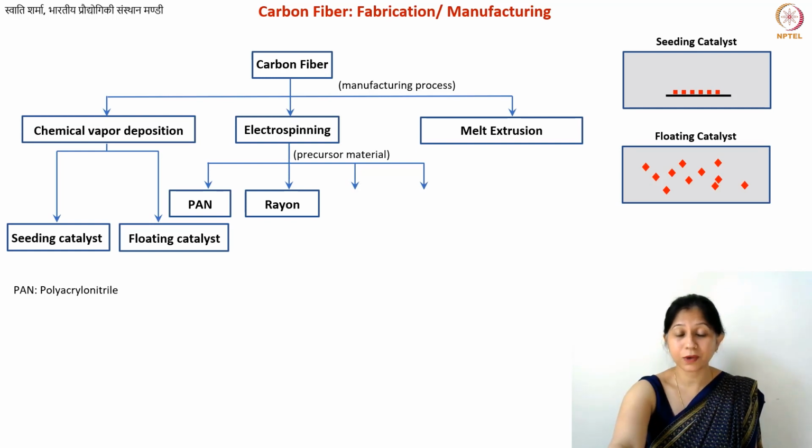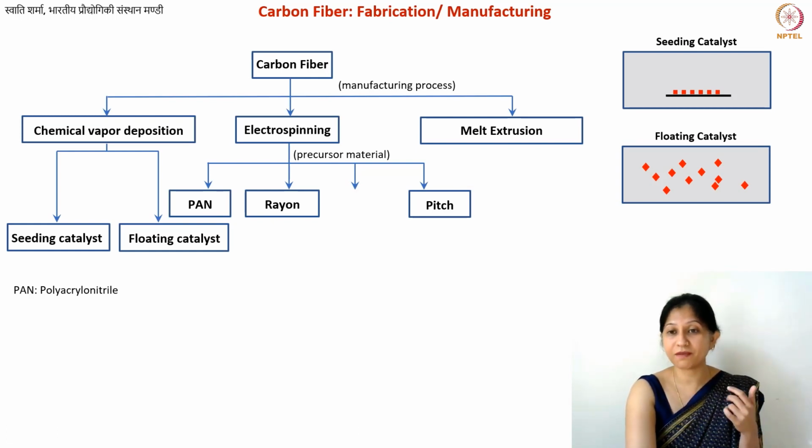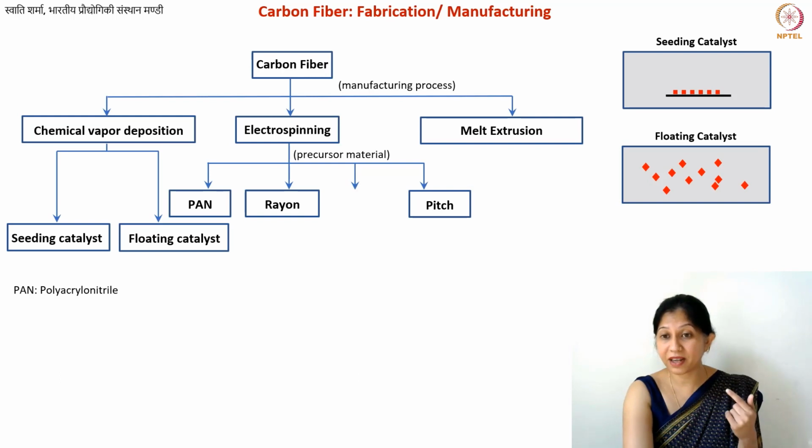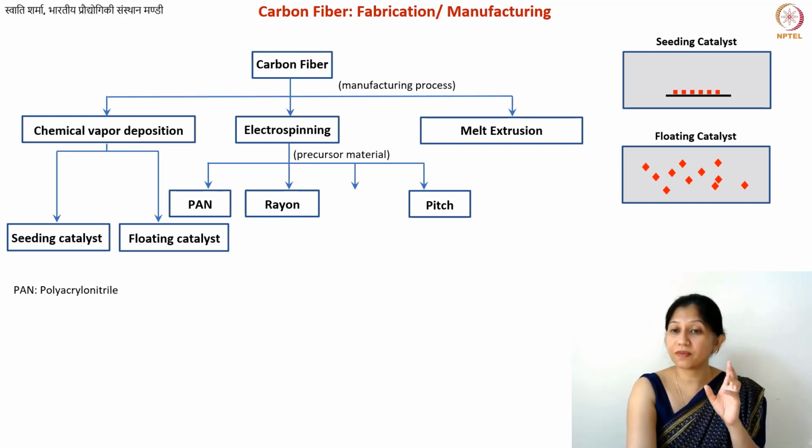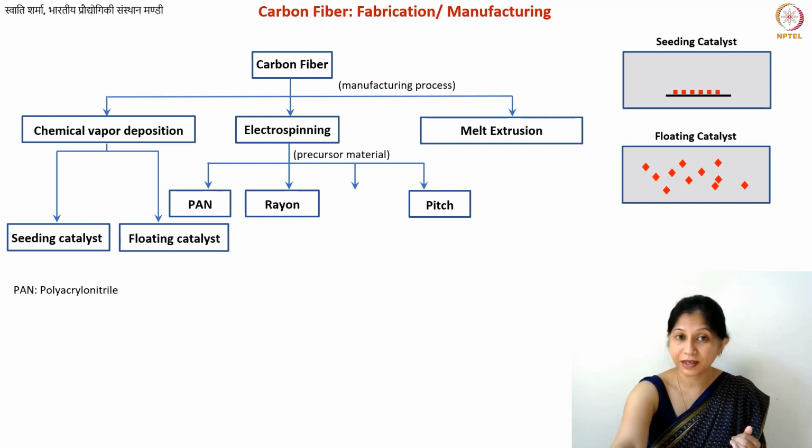Then we also use what is known as rayon. What is rayon? Rayon is basically treated cellulose or recycled cellulose. Rayon is also a very common industrial carbon fiber precursor. Then we talked about pitch already. We have different types of pitches. We have isotropic pitches, and we also have the mesophase pitch. Mesophase pitch is what will give you more graphitic carbon. So we can use both of these types of precursors for getting a different crystallinity in the carbon fibers. Pitch is also a very common precursor.